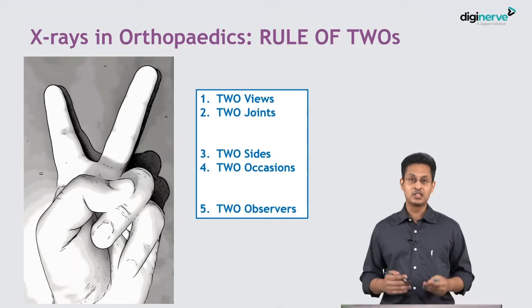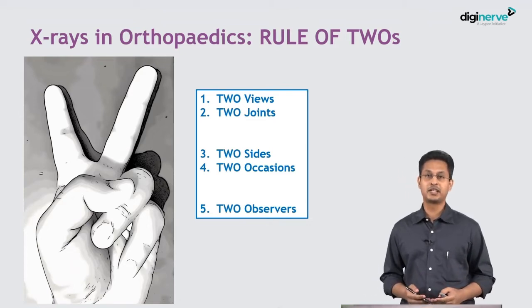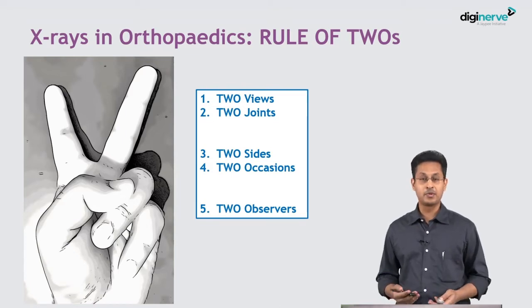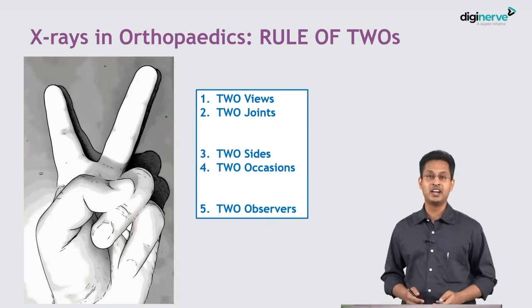And lastly, it is always better to have two different perspectives, like two observers reading an X-ray. Sometimes the primary observer may miss key findings that are useful for planning any intervention.